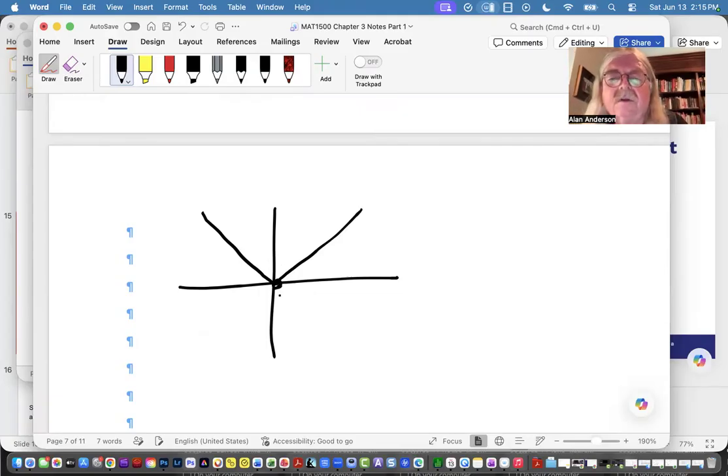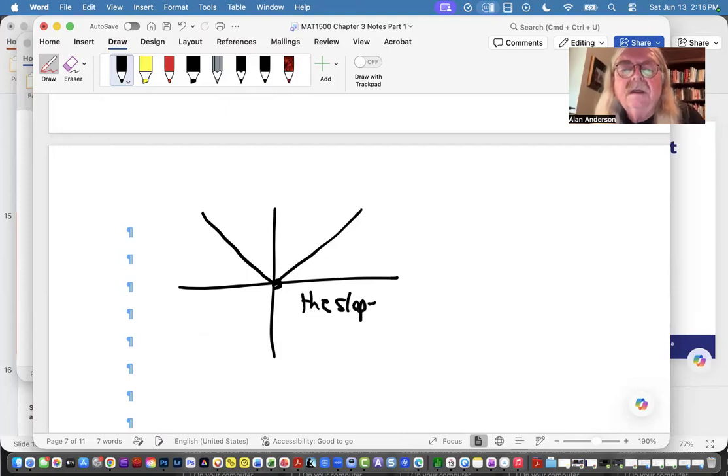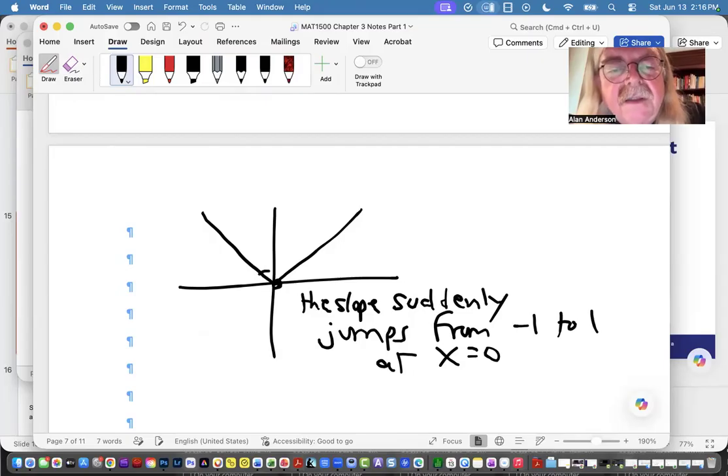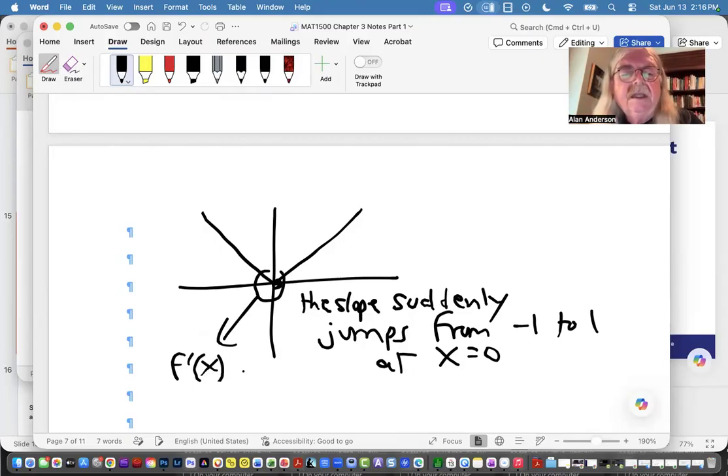Okay. So in other words, the slope suddenly jumps from -1 to +1 at x equals 0. And that means that f prime of x at x equals 0 does not exist.